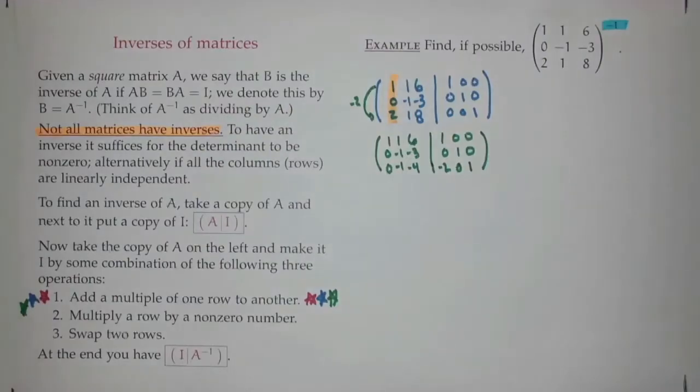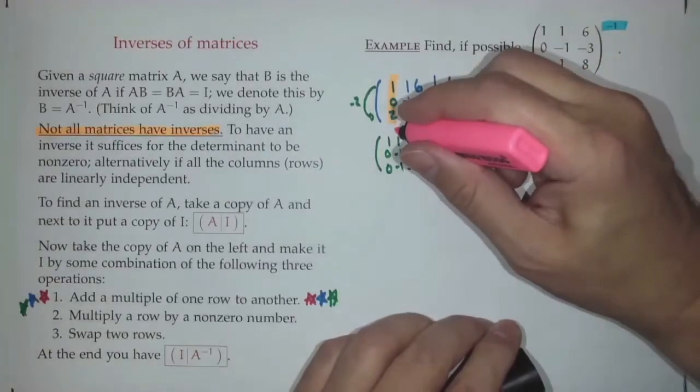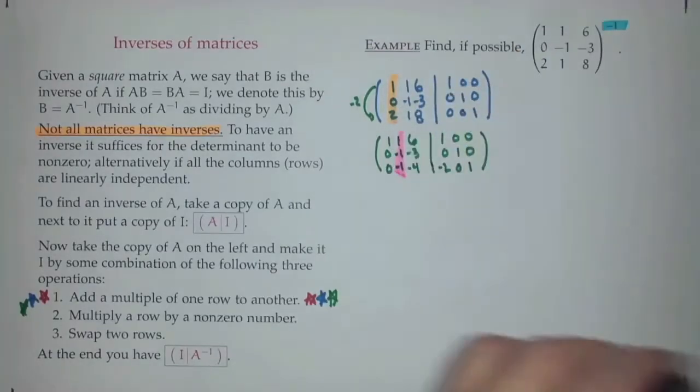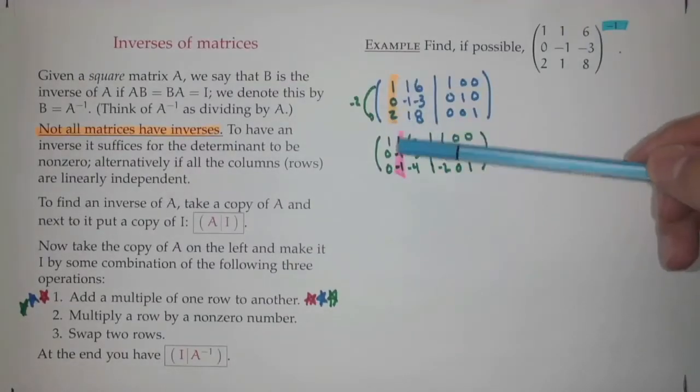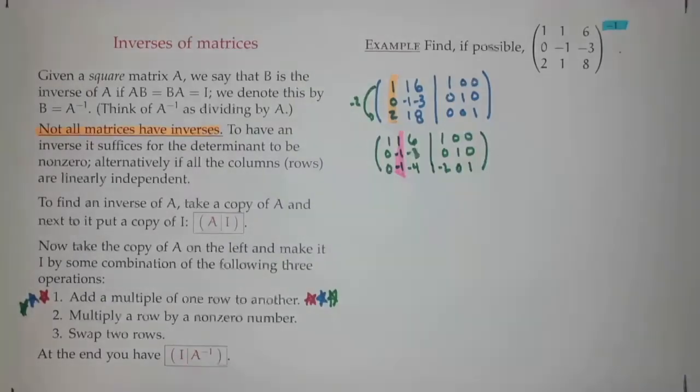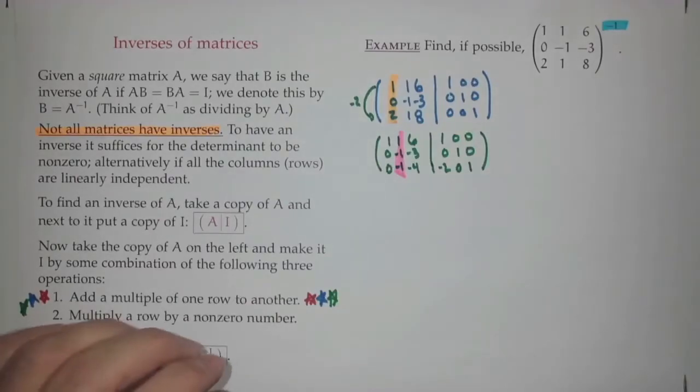And now we like that first column, lock it in. Next thing is we say, time for column 2. What can we do to column 2 to make it look like the identity? So in particular, what should it look like? 0, 1, 0. So what can we do to this? And we can do several things at once, or we can take our time. Not too much time, we have other things to talk about.